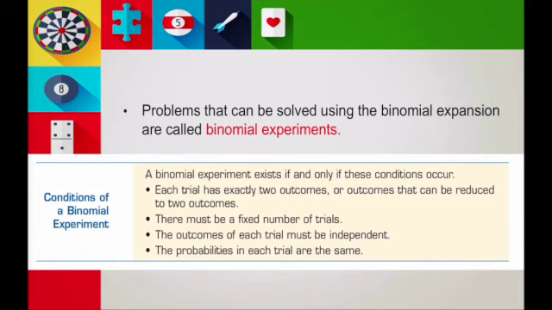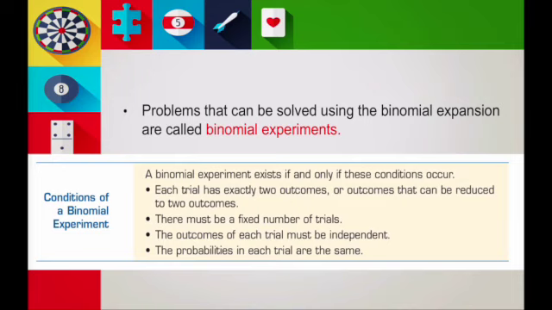So problems that can be solved using this method are called binomial experiments. A binomial experiment exists if and only if these conditions occur. There are 4 conditions to be able to use the binomial formula. Each trial has exactly 2 outcomes, or outcomes that can be reduced to 2 outcomes. So the tree lives or the tree dies, 2 outcomes.